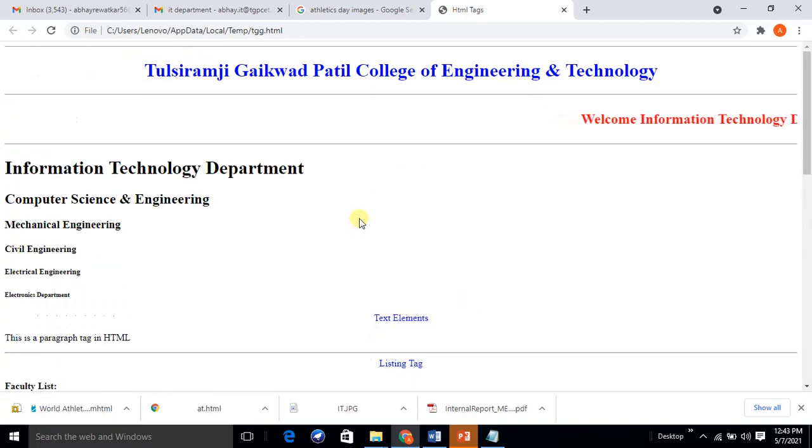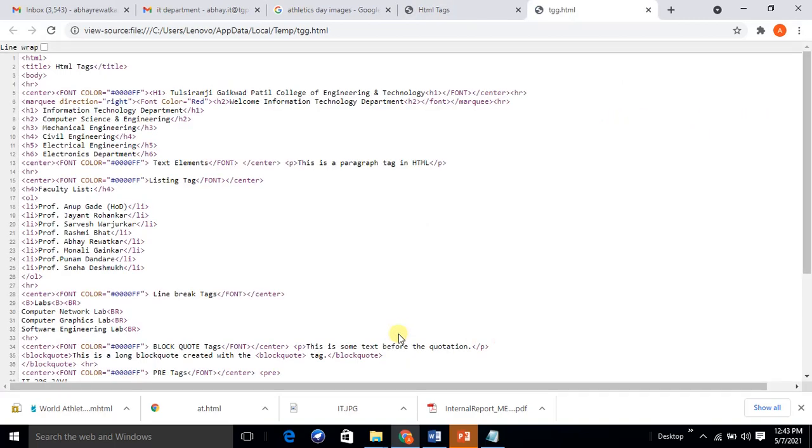Now we are going to discuss the code related to practical number 4. Here you observe that the whole HTML file comes under the HTML structure only: title, HTML tags, body sections, and the HR tag. With the help of the HR tag we can draw a horizontal line. You also observe that there is one horizontal line in our output. Such types of lines we can draw using the HR tag.